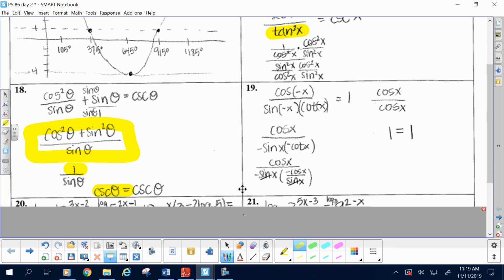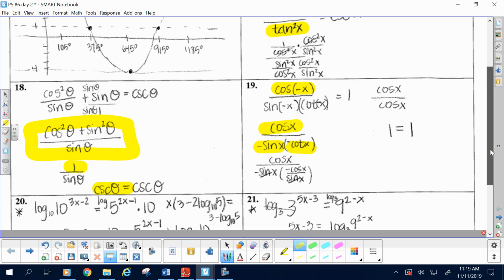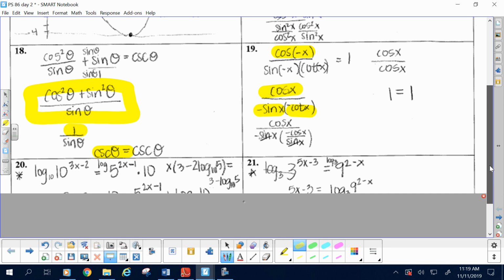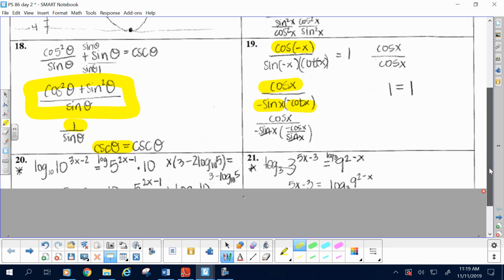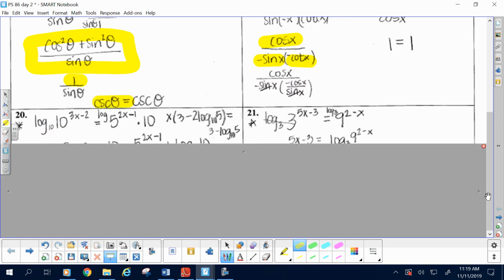For 19, you should have done a negative angle of cosine being the same as the cosine of a positive angle. Sine is the opposite. Cotangent is the opposite. Is that three changes in one? It sure is, and you are not allowed to do that. It should be one substitution per step, the way I've taught you. But eventually you get a lot of sines dropping out and cosine over cosine, which is 1.